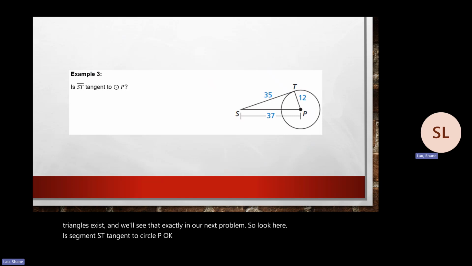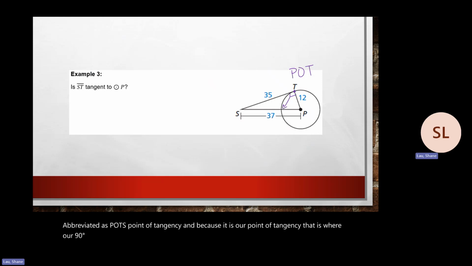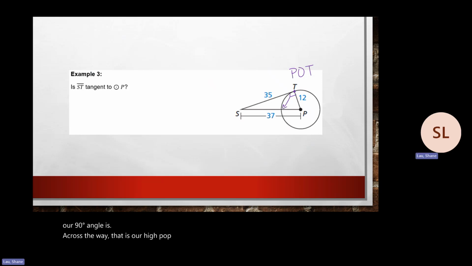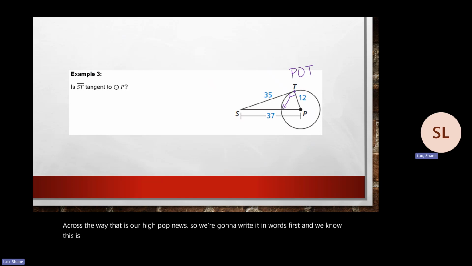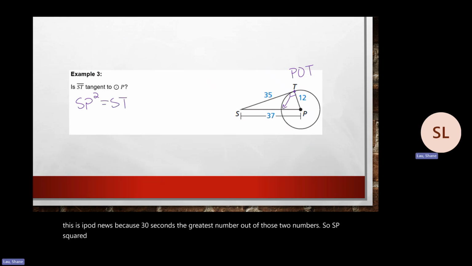Okay, well, if it is tangent, then that means the Pythagorean theorem is going to work. So we go ahead and use the Pythagorean theorem. I'm going to write it in words first because I think it's helpful to do it that way. T is our point of tangency, abbreviated as POT. And because it is our point of tangency, that is where our 90-degree angle lives. Well, across the way, that is our hypotenuse. So we're going to write it in words first. And we know this is the hypotenuse because 37 is the greatest number out of those two numbers. So SP squared equals ST squared plus TP squared.